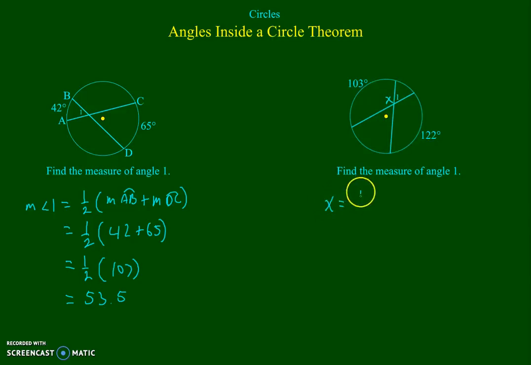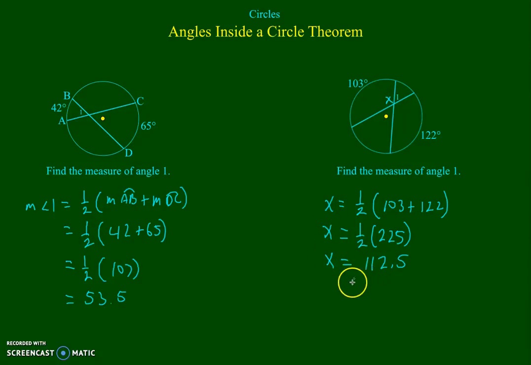X equals 1/2 times 103 plus 122, which is 1/2 times 225, which is 112.5. Now that's just X. That's not our final result.